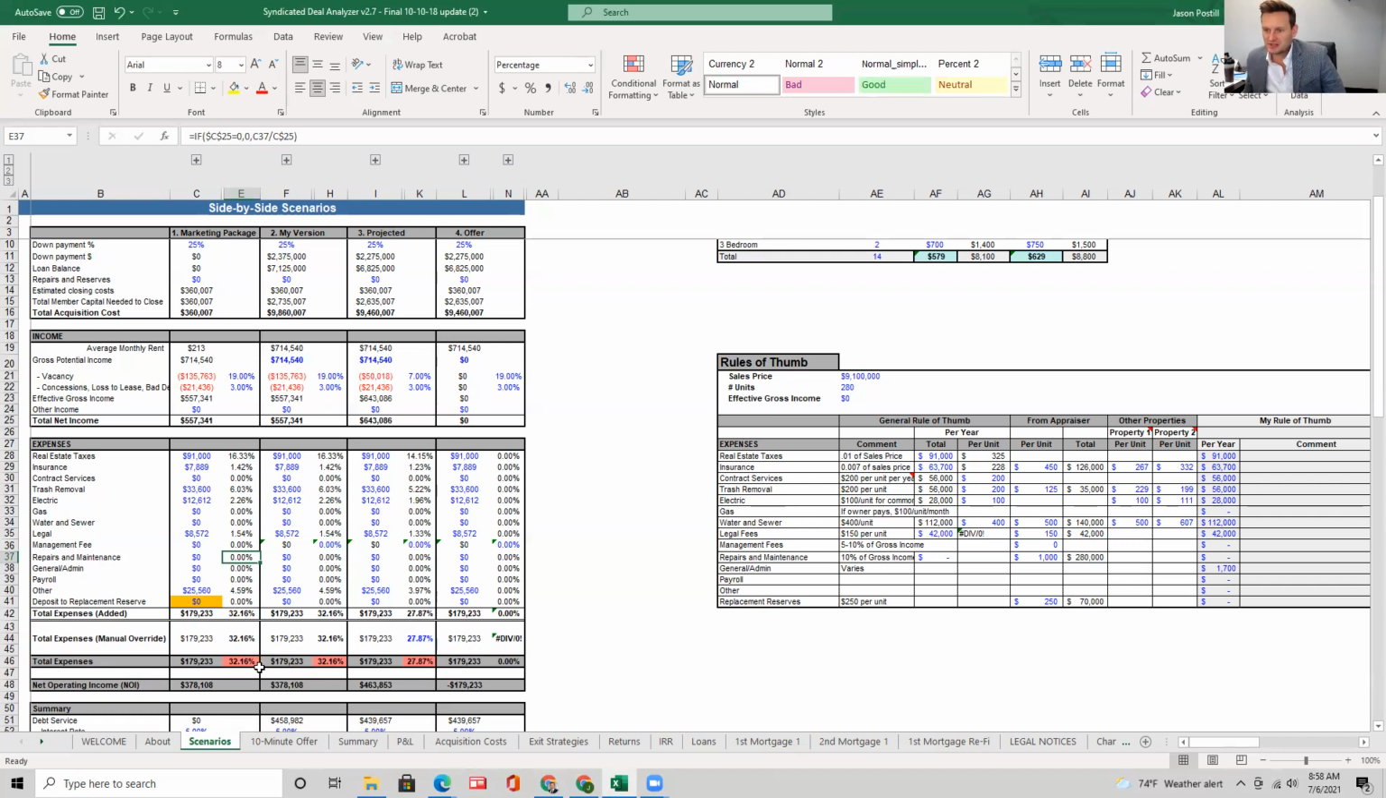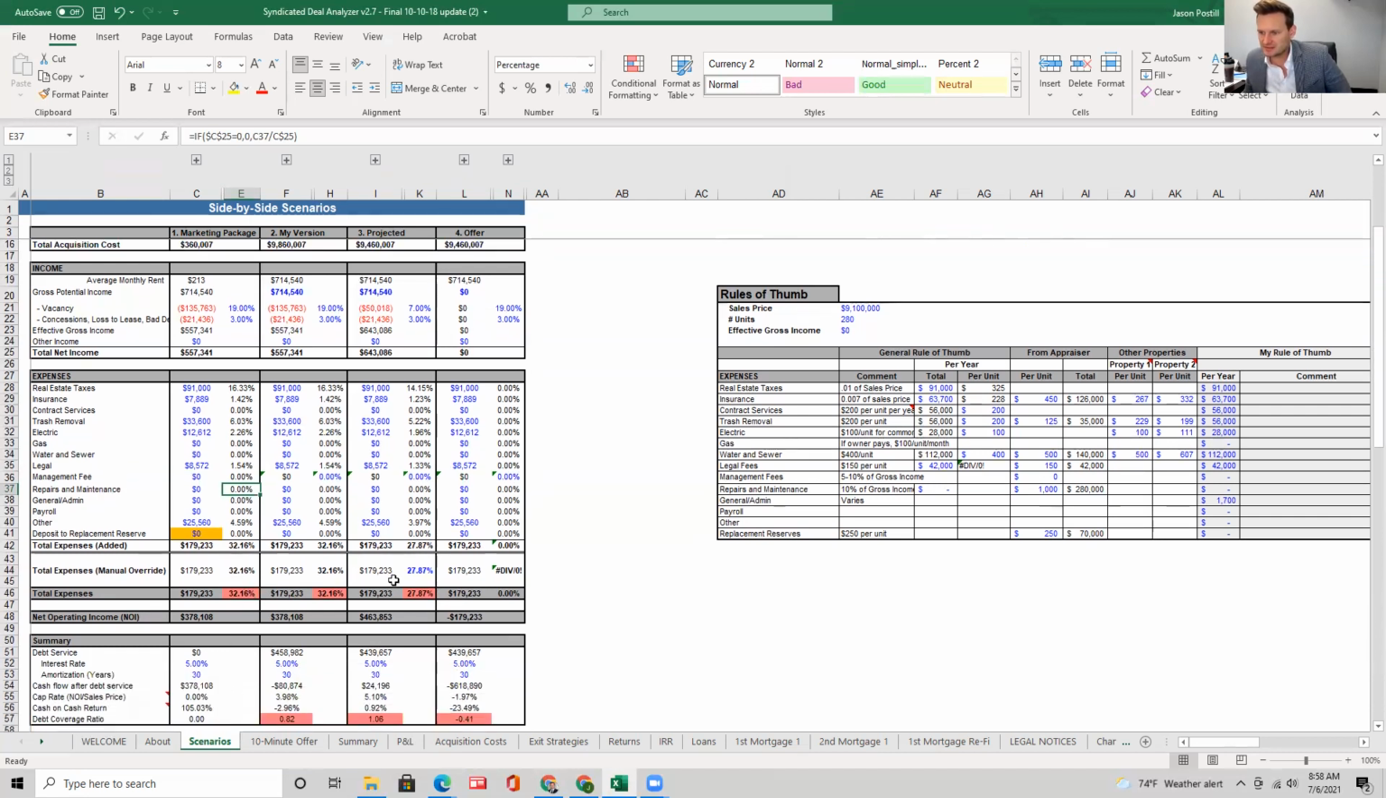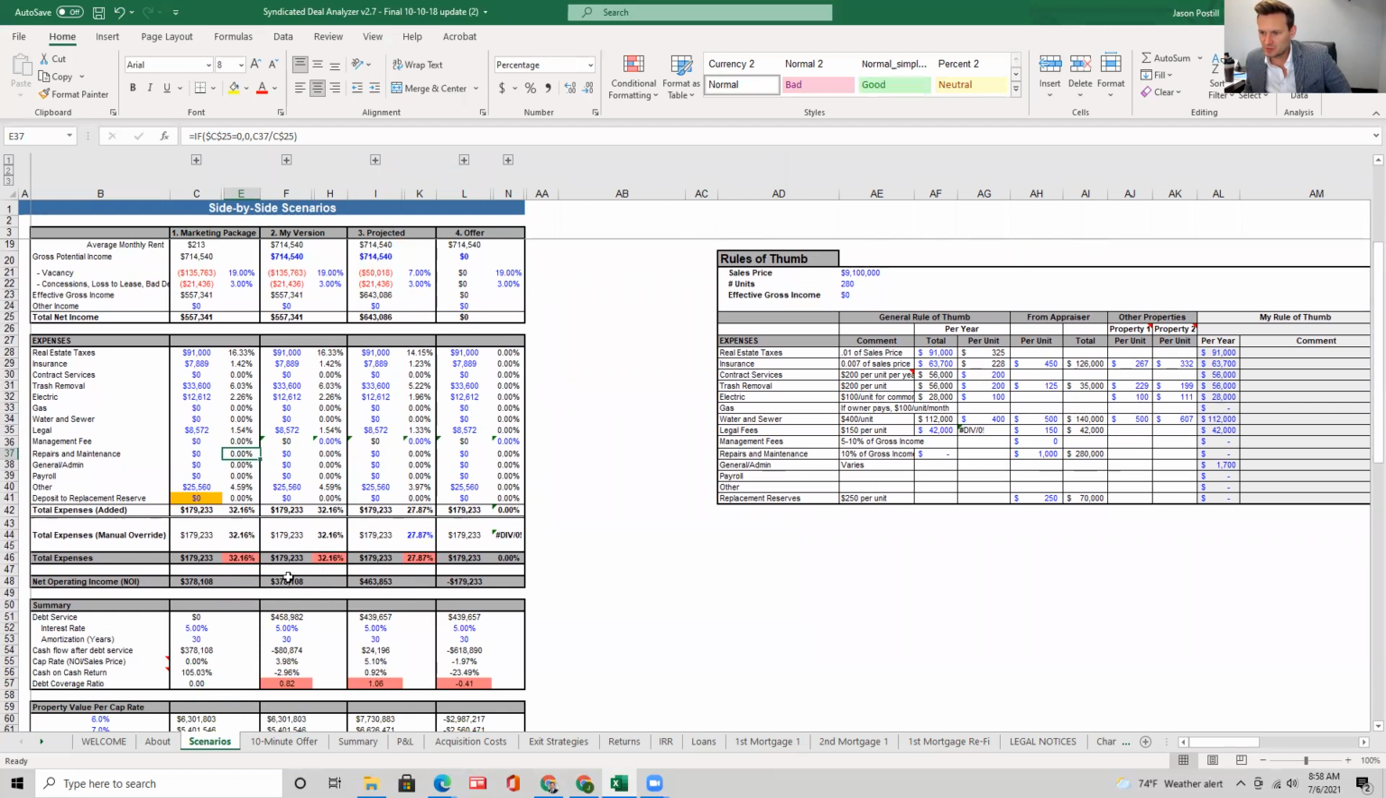And right here, this shows the expense ratio. So 32%, this is showing red because this calculator is really used more in apartments. Anywhere from 30 to 40% expense ratio is common in mobile home parks. Apartments are more in the 50% range, right? Because a lot of these tenants own their own home, so they're responsible for those repairs and maintenance.